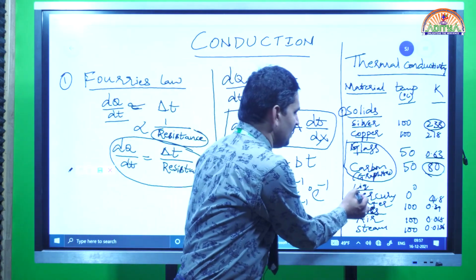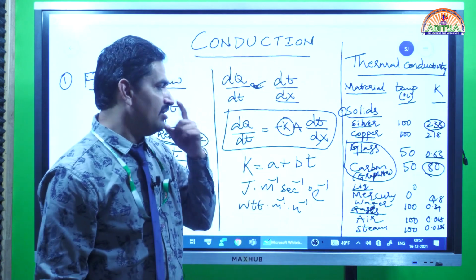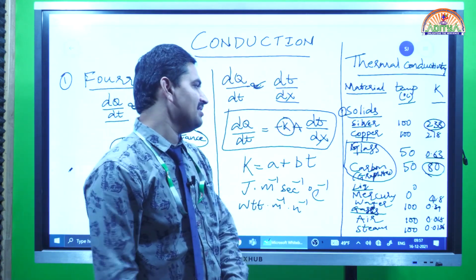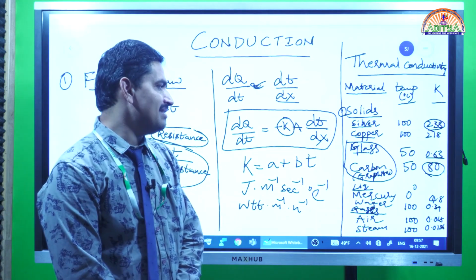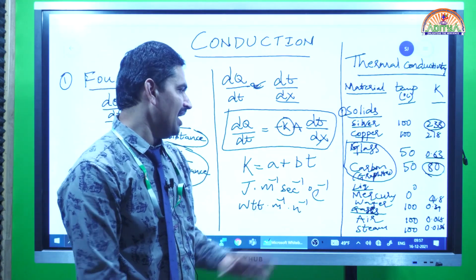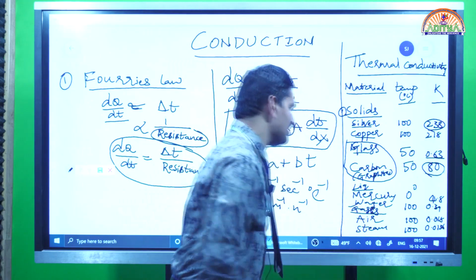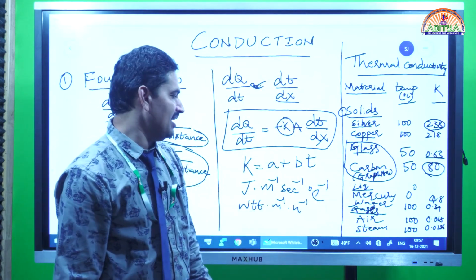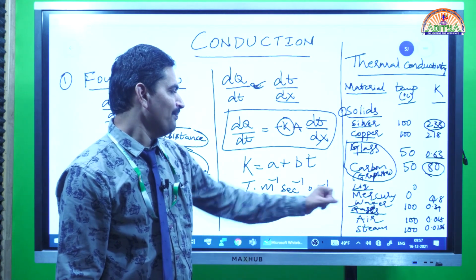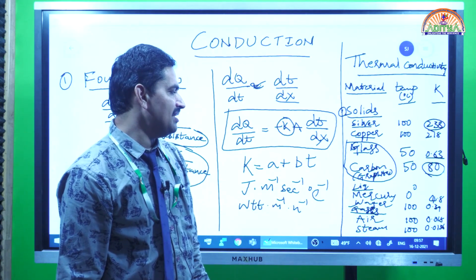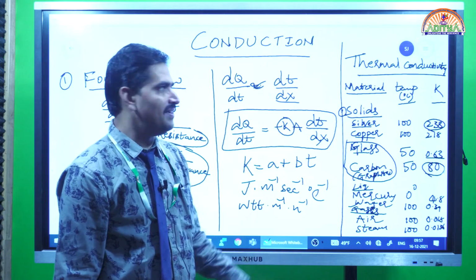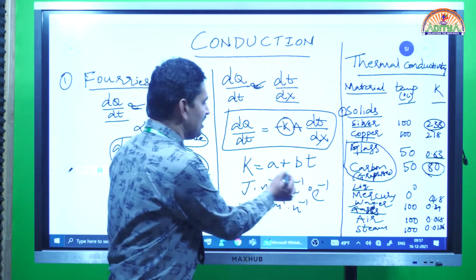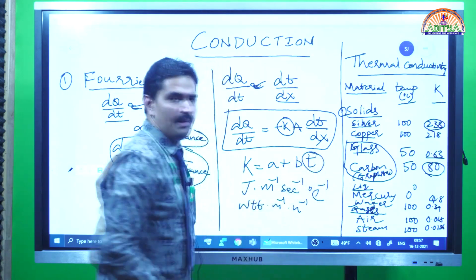Coming to the next one, liquids: mercury at 0 degree centigrade has a thermal conductivity of 4.8. Water at 100 degrees centigrade has 0.39. As well, for gases, air has 0.018 at 100 degrees centigrade, and steam has 0.0136 at 100 degrees centigrade. In such a way they have their thermal conductivity. Usually thermal conductivity is independent of temperature difference.